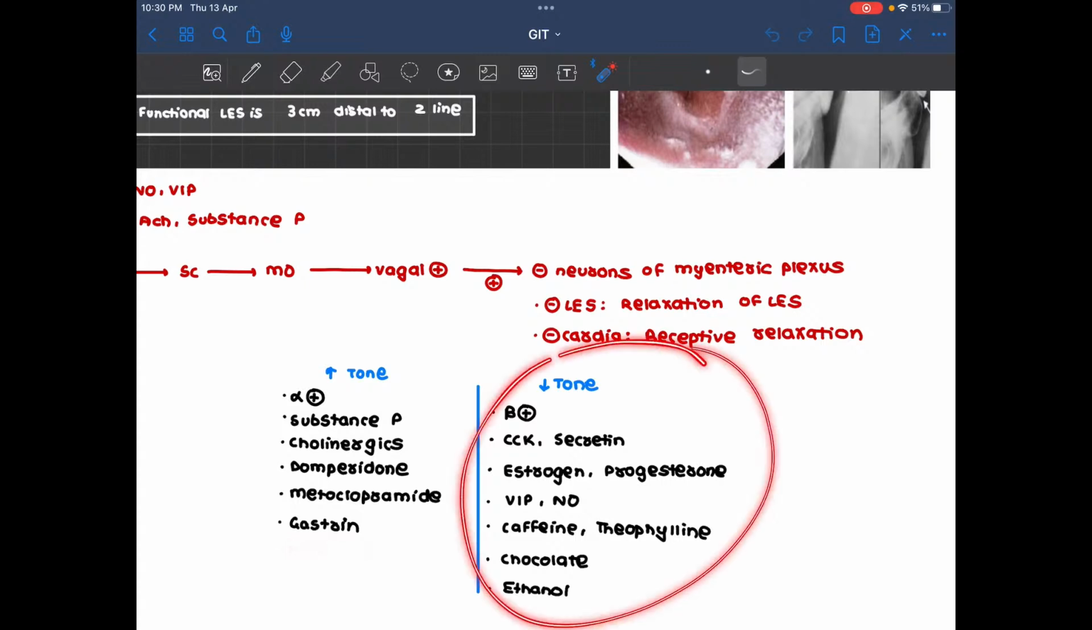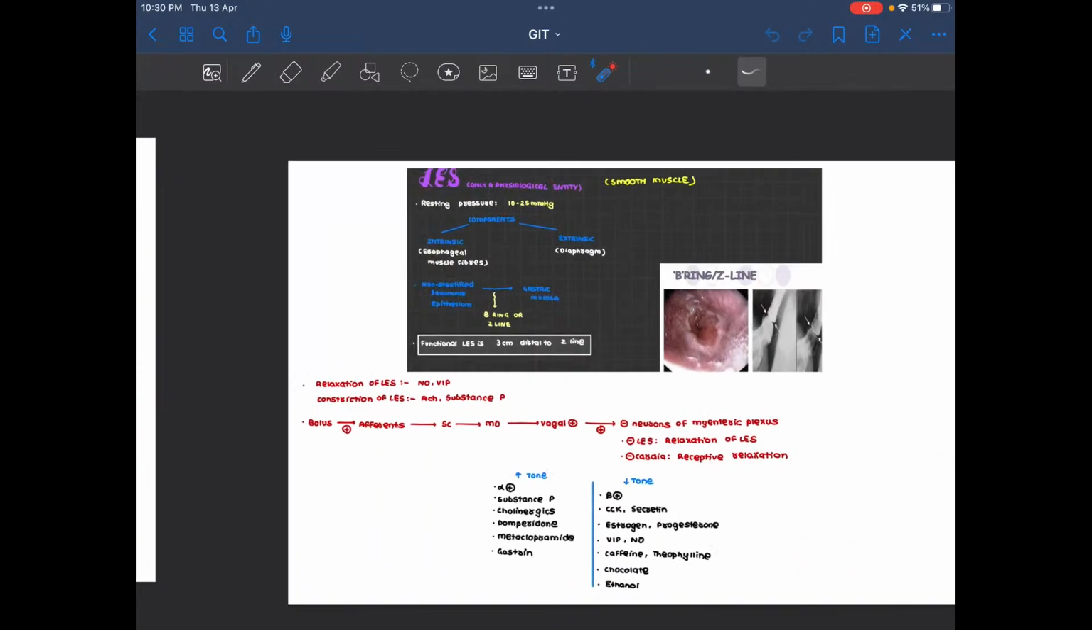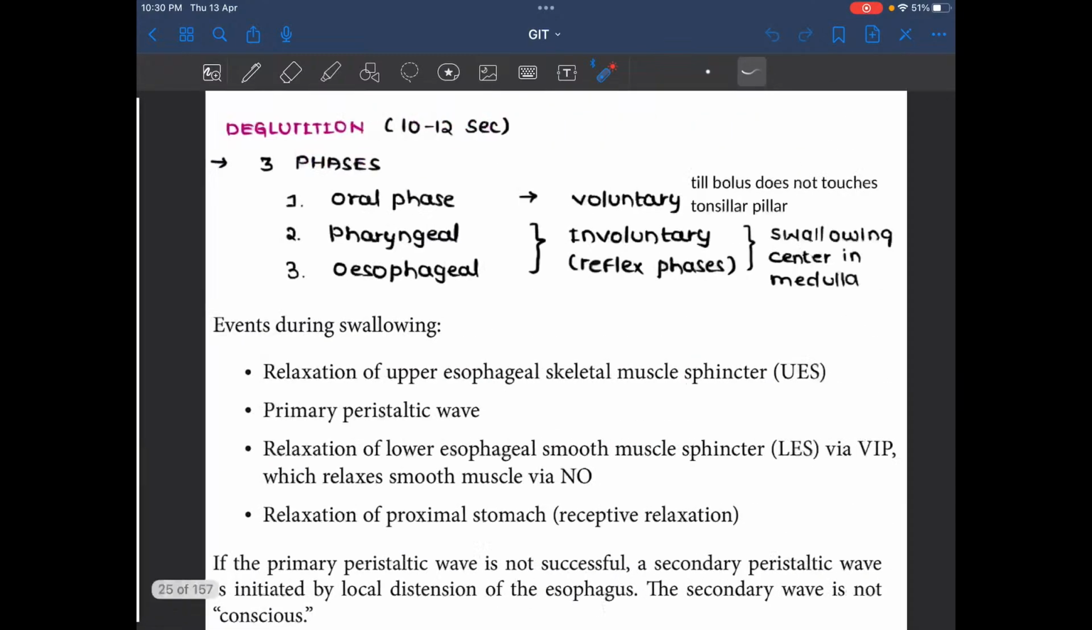What about decreasing the tone? It's mainly your beta stimulation or your CCK and your secretin, as well as estrogen and progesterone. That is the reason why it is more common to find it in pregnant females. That is your gastroesophageal reflux. You have VIP and nitric oxide, our trustworthy inhibitory neurotransmitters. You have caffeine, very importantly, chocolate, as well as alcohol. Okay, so these are the things which can precipitate your gastroesophageal reflux.